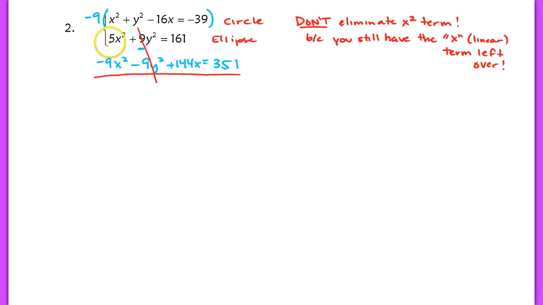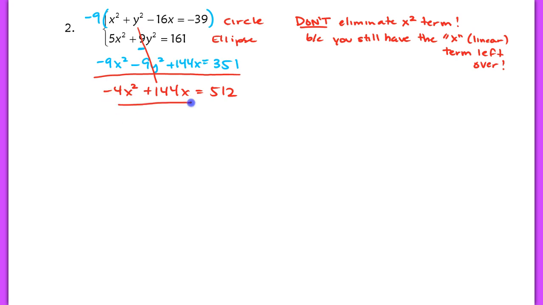So if I take 5x squared and subtract 9x squared, I end up with -4x squared. The 144x has nothing to add to in the top equation here, so I just bring down that 144x. Then I'll add 161 and this 351. That gives me 512. And now I'm just going to solve what is a quadratic.